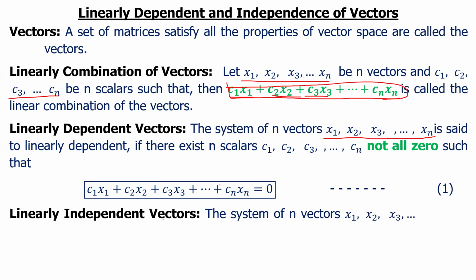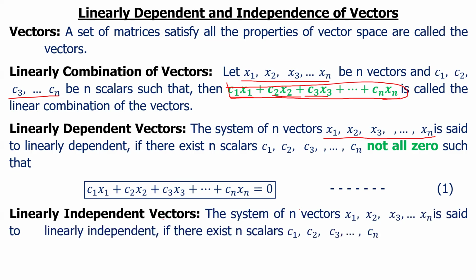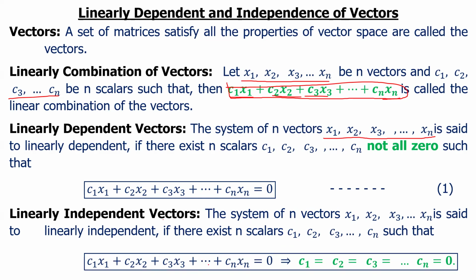On the other hand, linearly independent vectors: the system of n vectors x1, x2, x3 up to xn is said to be linearly independent if there exist n scalars c1, c2, c3 up to cn such that their linear combination is equal to 0, which implies all of c1, c2, c3 up to cn are 0. So in the linearly dependent case, the linear combination is 0 but the scalars are not all 0. In the linearly independent case, if the linear combination is 0, then all scalars must be 0.